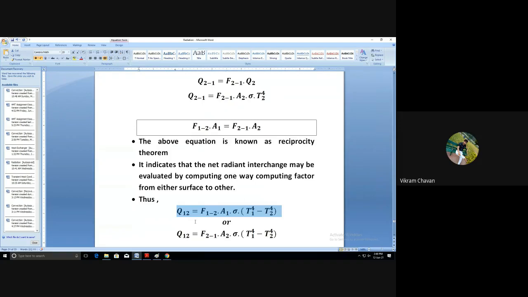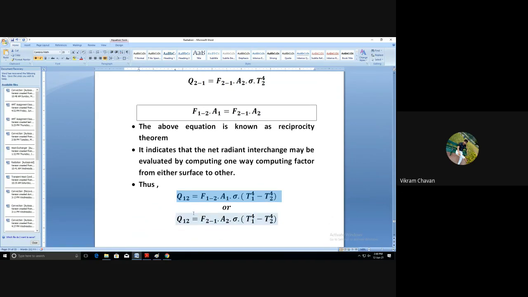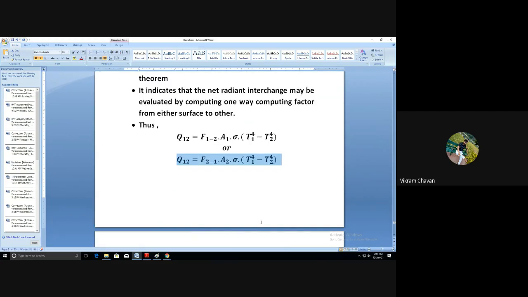So the net exchange of heat between the two surfaces, Q12, will be equal to F1→2 multiplied by A1 multiplied by sigma multiplied by (T1 raised to 4 minus T2 raised to 4). Or if you know only F2→1, then in that case Q12, the net exchange of heat between two surfaces, will be equal to F2→1 multiplied by A2 multiplied by sigma multiplied by (T1 raised to 4 minus T2 raised to 4).